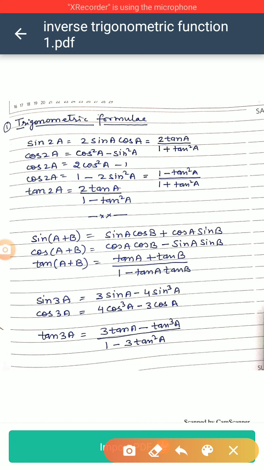The first formula is sine 2a. Sine 2a is equal to 2 sine a cos a, and that is also equal to 2 tan a upon 1 plus tan square a.